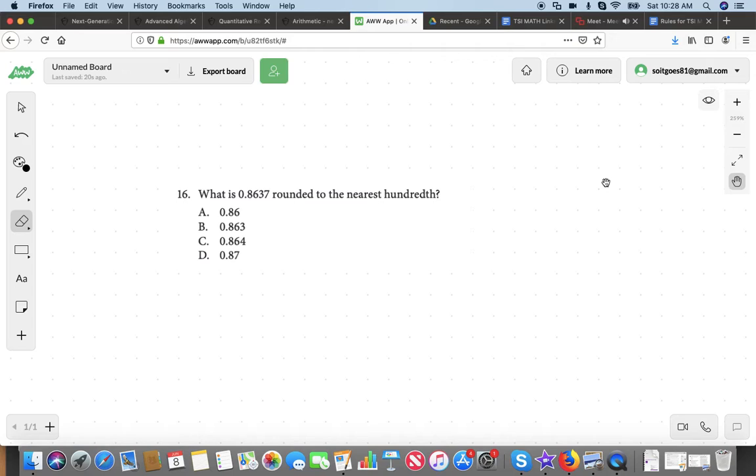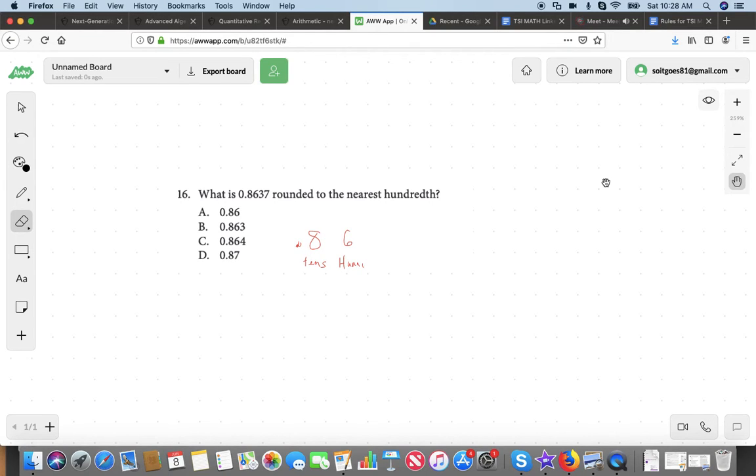We're talking more properties of decimals. All right. What is 0.8637 rounded to the nearest hundredth? Do you know the names of the places after the decimal point? I think it's like hundredth, thousandth, tenth, hundredth, and then thousandth. Yep, that's tenths.